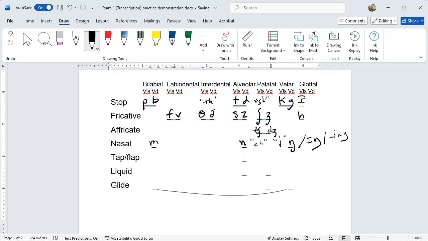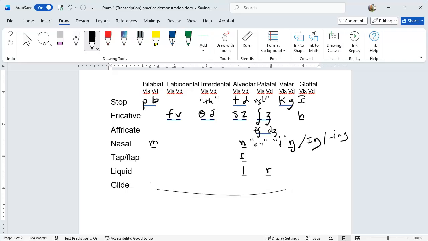In the tap flap column, we have this kind of odd R without the extra little thing at the top, but with an extra little thing at the bottom to clarify the difference between it and a letter R that we will talk about later. In our liquids, we have L and R, which mostly do what you think they would do.